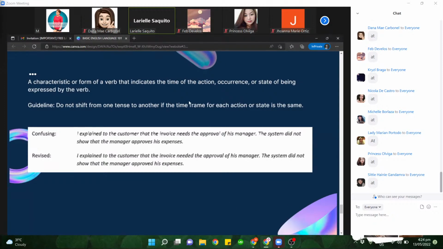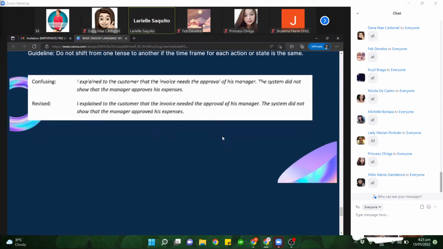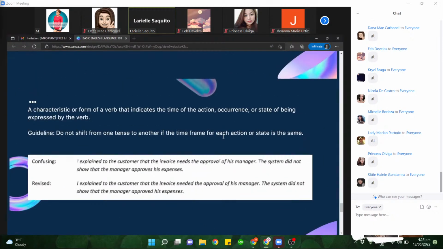But of course, it's not always the rule that we do not shift from one tense to another. We only don't shift from one tense to another if the time frame is the same. If they have all happened already, all the tenses should be in the past tense. If they are currently happening, they should all be in the present form of tense. But if the scenario, or the verbs that we have, has a change in time from one action or state to another, then shifting tenses would happen.